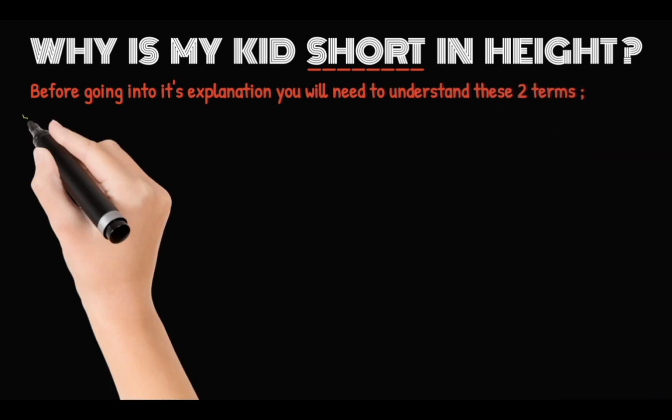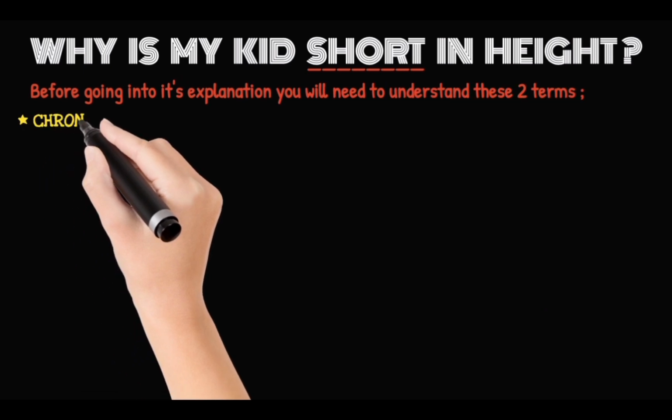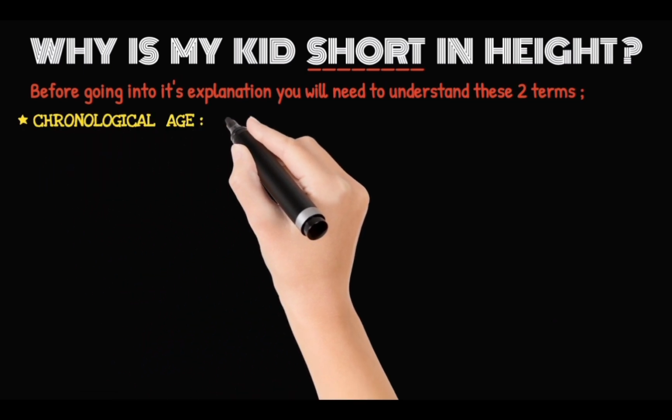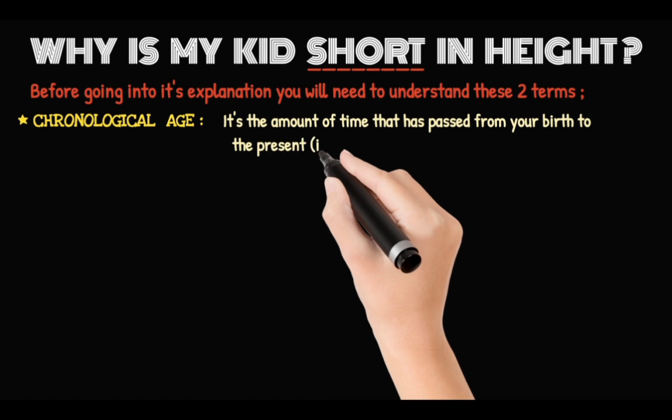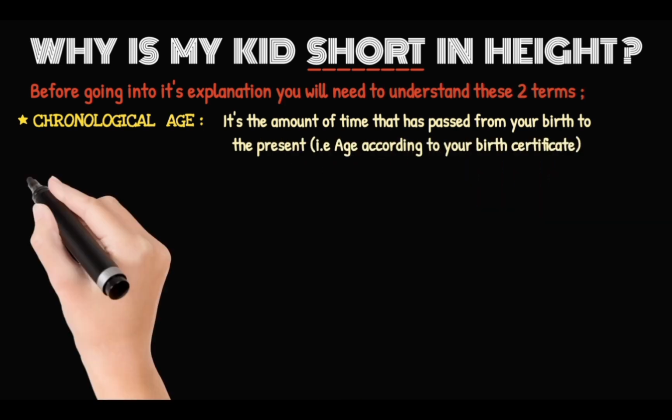So what is chronological age? It is the amount of time that is spent from your birth to the present. So that is according to the birth certificate. Like if I ask you what is your age, if you say 20, that is your chronological age.